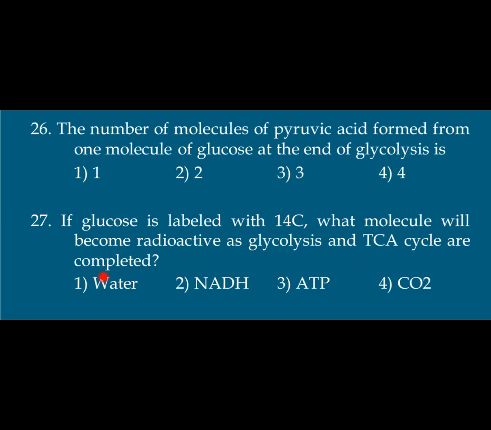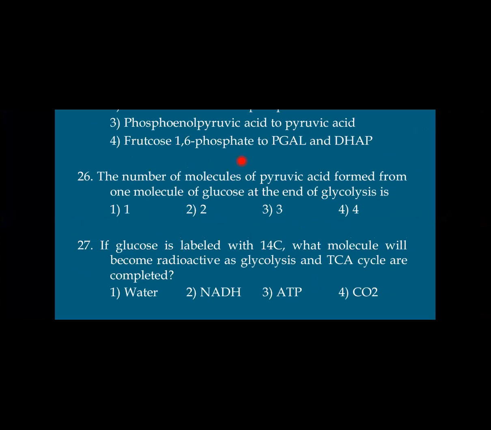Option 3, ATP. ATP is rather formed as an energy molecule. Even though it has carbons, its carbons will never be labeled. It is formed from ADP, adenosine diphosphate, which is unlabeled. So you don't find any radioactivity here. So definitely the answer should be option number 4, that is carbon dioxide, because whatever carbon dioxide comes, it comes from glucose. Option number 4 is the answer for this question, students.